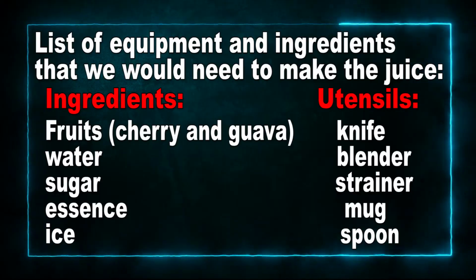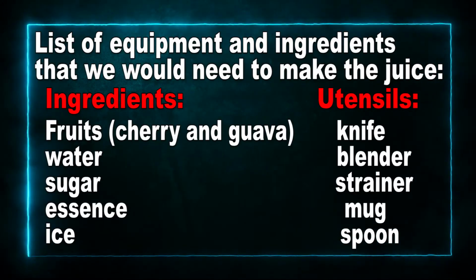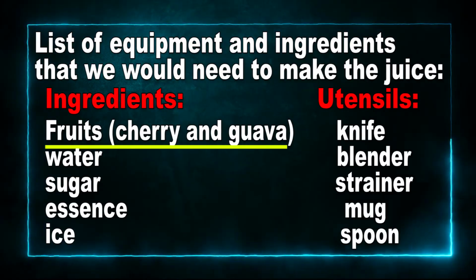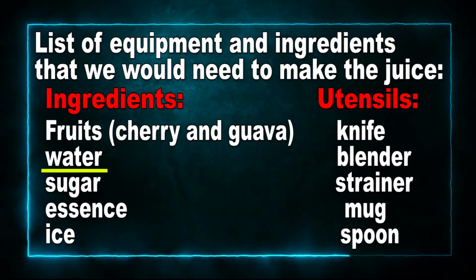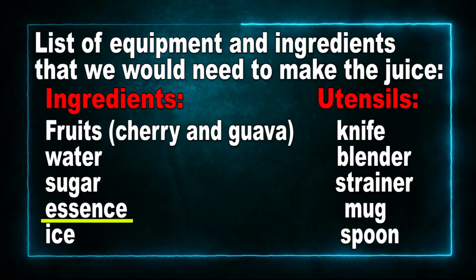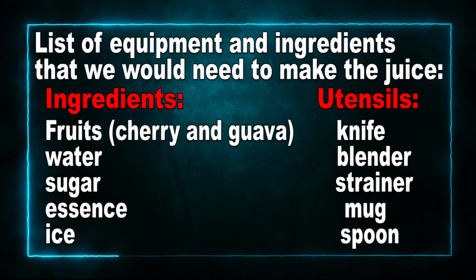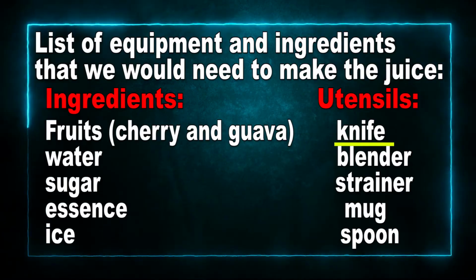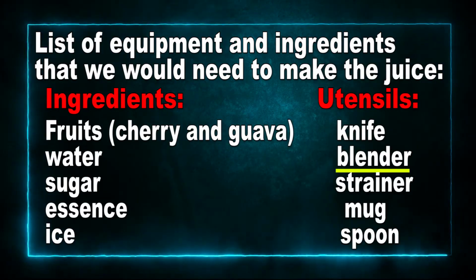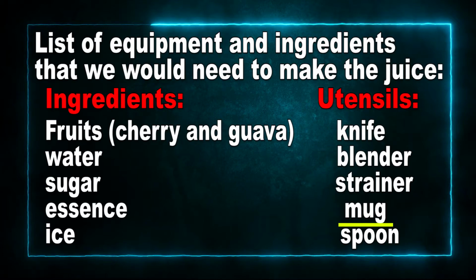Remember, before we start the composition, let's list the equipment and ingredients that we would need to make this fruit drink or fruit juice. Some of the ingredients we have here: fruits, and here we choose to use cherry and guavas; water, sugar, essence, ice. For the utensils or the equipment, we have knife, blender, strainer, mug, and a spoon.